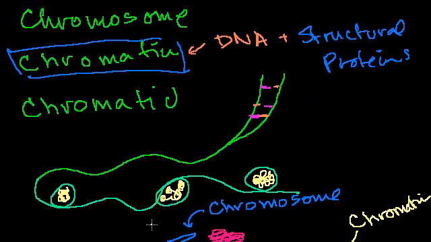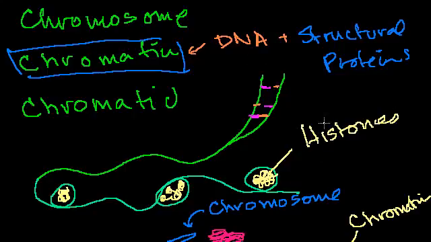And actually, just in case I don't remember if I labeled these proteins that give structure to the chromatin, or that make up the chromatin, or give structure to the chromosome, they're called histones. Histones. And there are multiple types that give structure at different levels, and we'll do that in more detail.